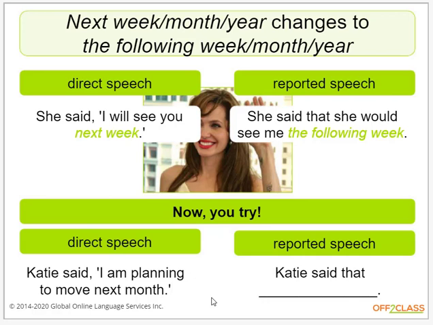Next week, month, year changes to the following week, month, year. Just like the same thing happened with days, right? So I said next day could be following day. Same thing with next week could be following week, right? So she said, "I will see you next week." She said that she would see me the following week. Katie said, "I am planning to move next month." Katie said that she was planning to move the following month.